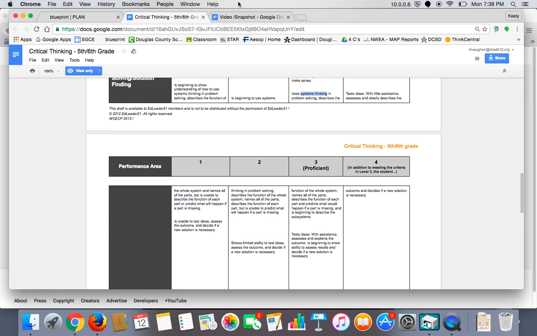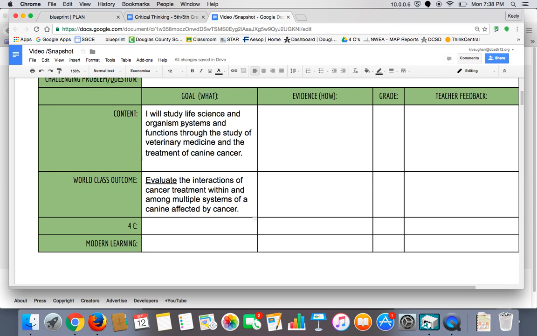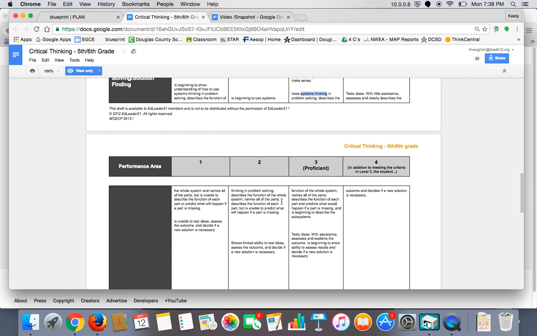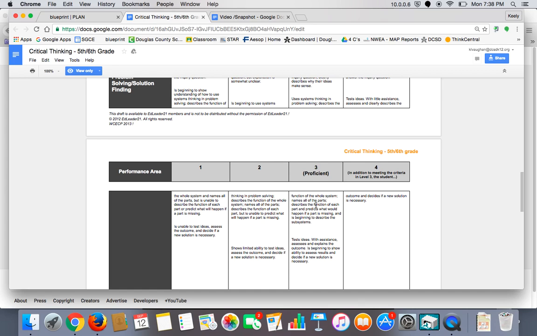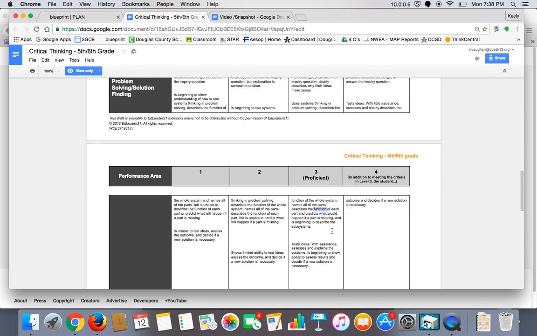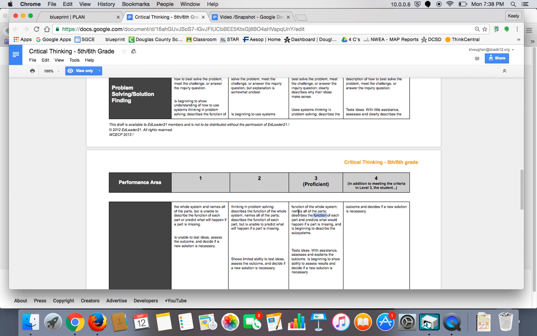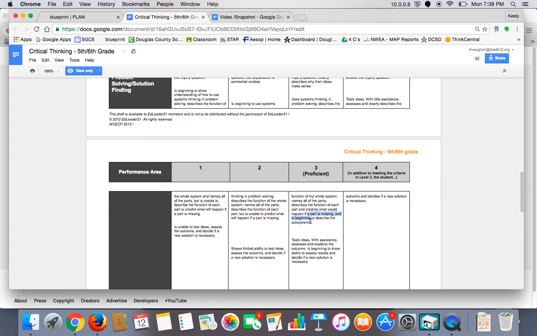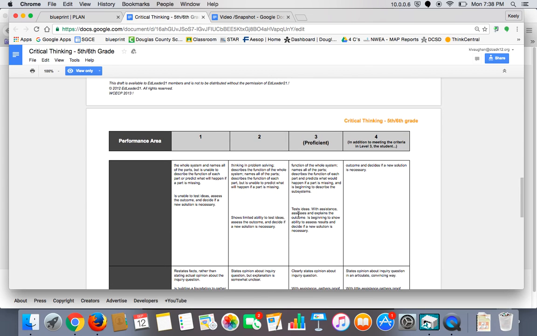Systems thinking, which is connected to my content and my world-class outcome. So that gives me a good idea that I might be on the right track. Ooh, and I see that word function. I see the word function in my content too. So I'm thinking about how different things are impacting the parts, and I can describe what's going to happen if something is missing. Okay? I don't want to miss out on what else is in this category either before I make up my mind. So I'm testing ideas.